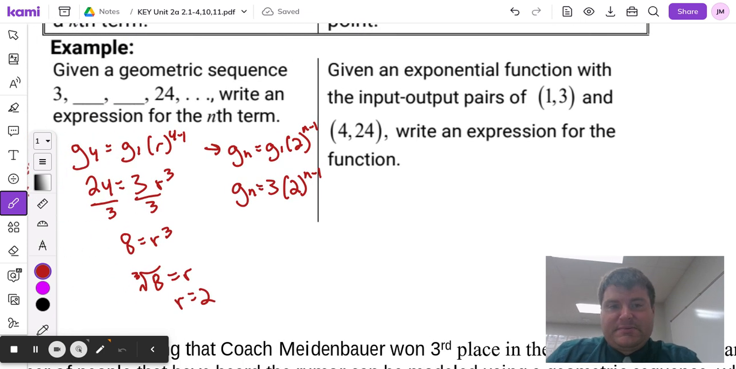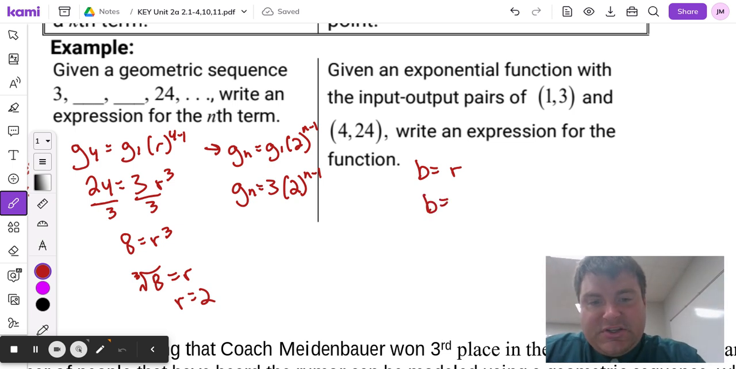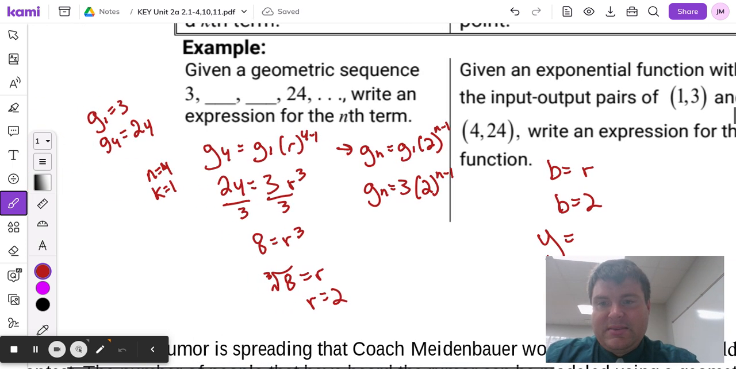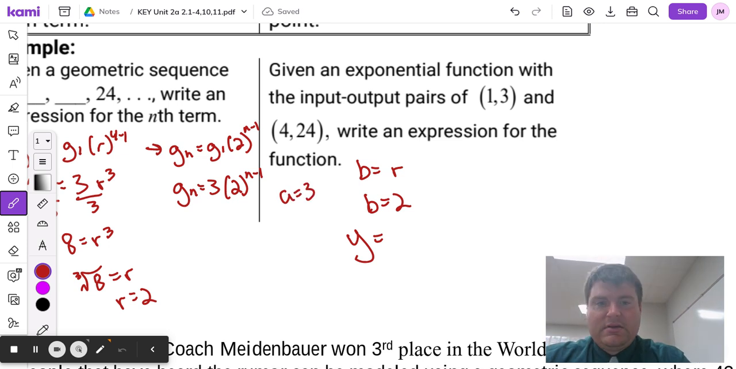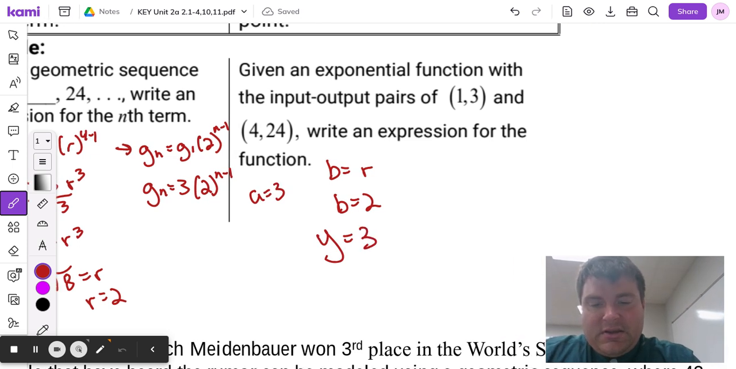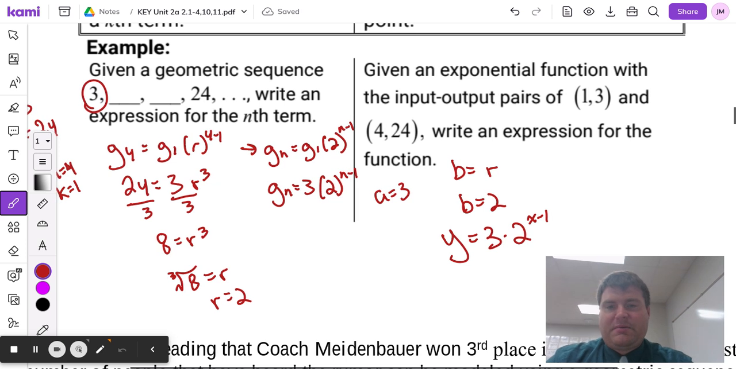Let's do the same thing here for an exponential function with input-output pairs as 1, 3, and 4, 24. So really it is the same thing here. I'm going to relate that b base with r. I already did all that work, so I'm not going to worry about that right now. So I know that b is 2. Okay. So y is equal to the a value. A is the initial value, so a is 3. So I'm going to get 3 times 2 to the x minus 1. This one I'm just relating right back because this is the same problem. So just kind of help you out there.